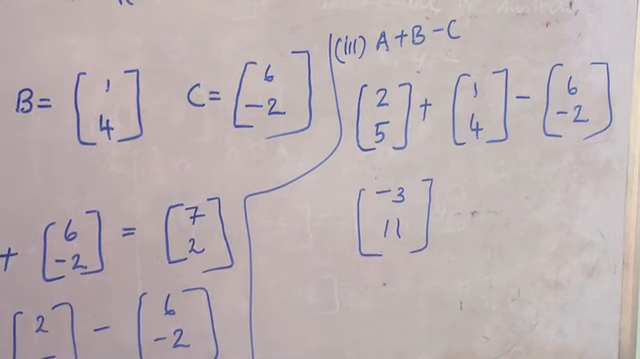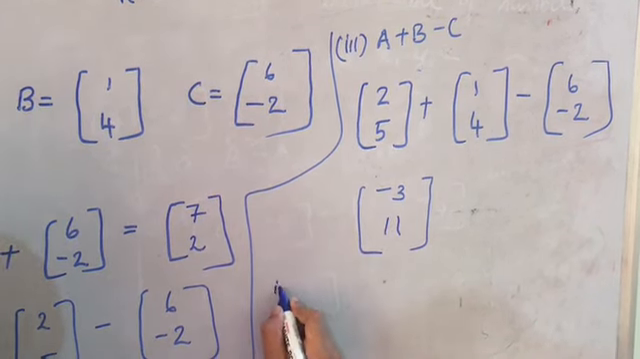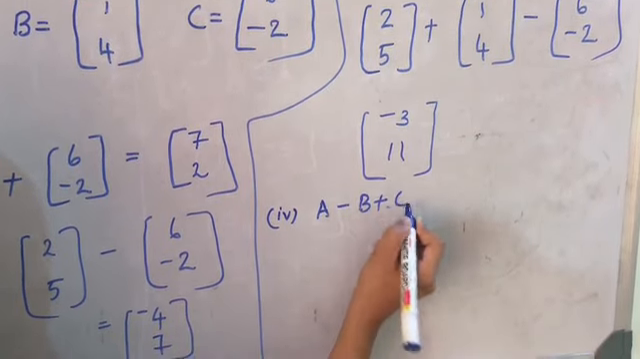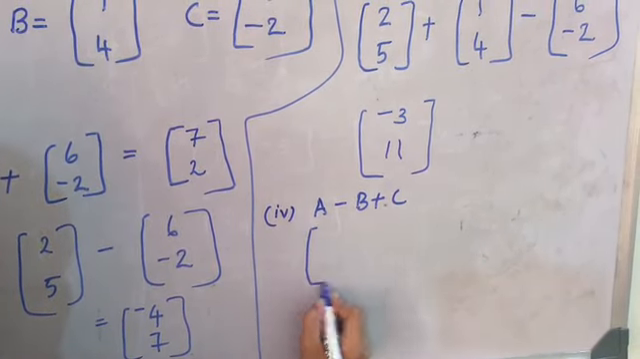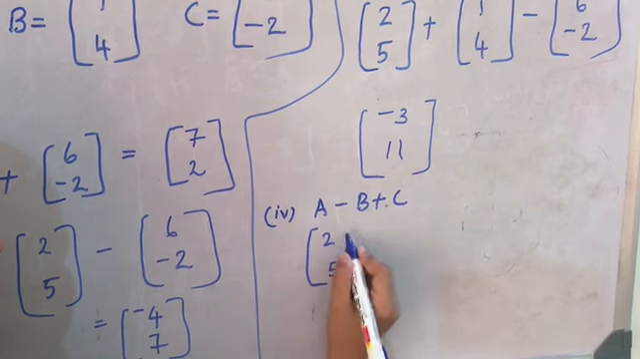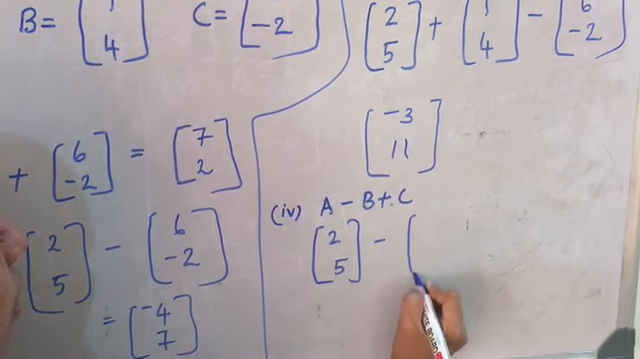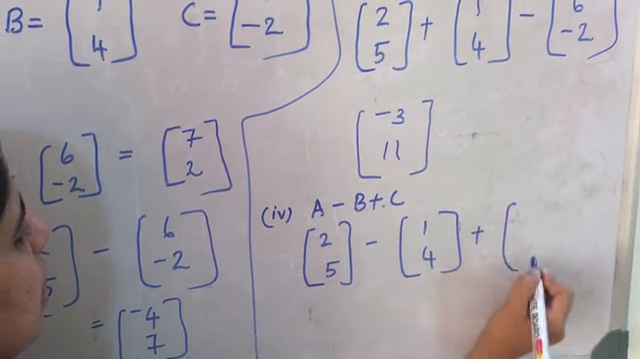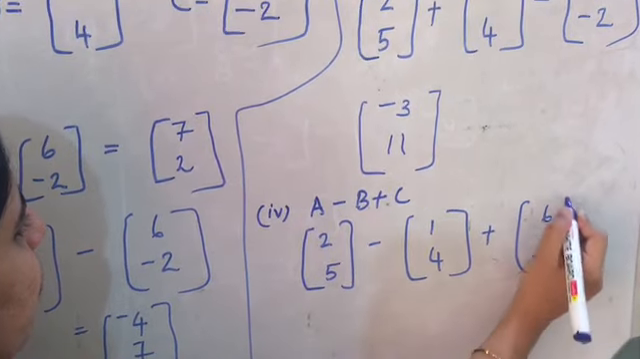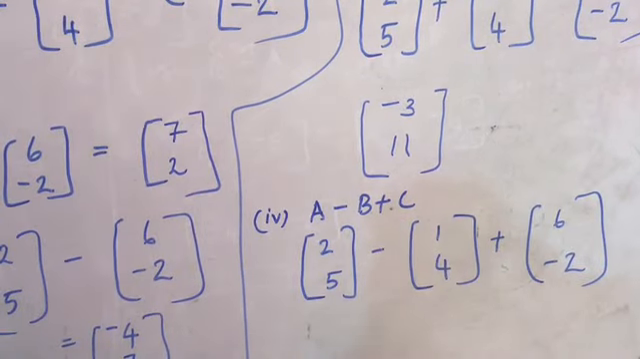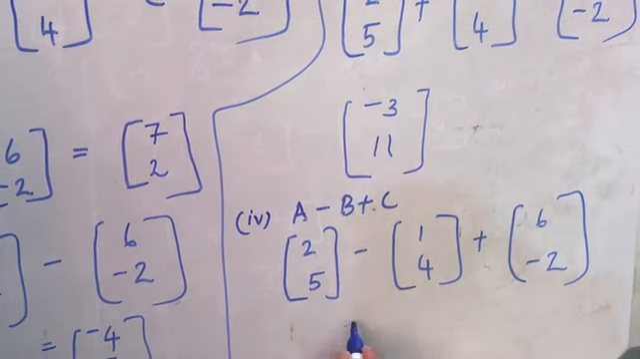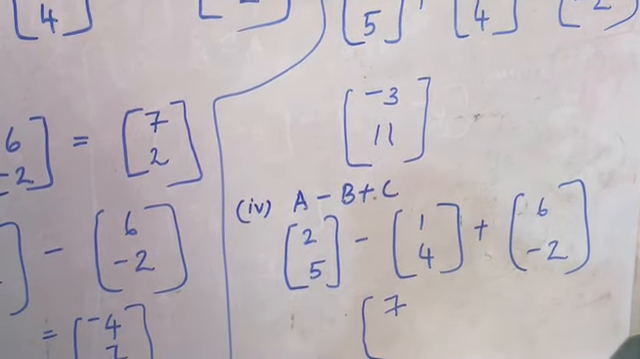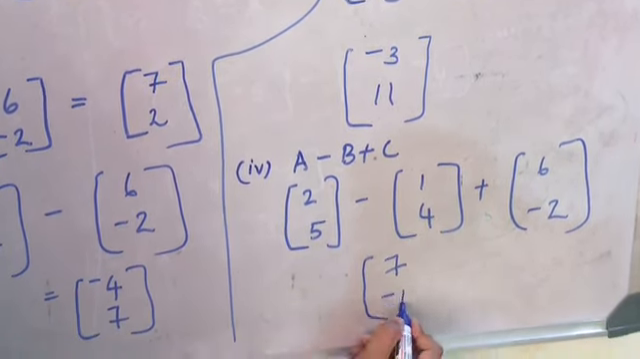The last question is A minus B plus C. So let us write that. [2, 5] minus [1, 4] plus [6, -2]. So what do we get here? 2 minus 1 is 1. 1 plus 6 is 7. 5 minus 4 is 1. 1 minus 2 is minus 1.